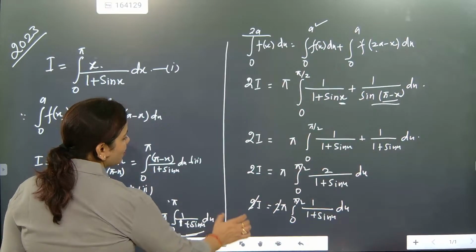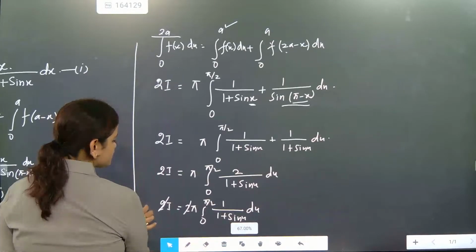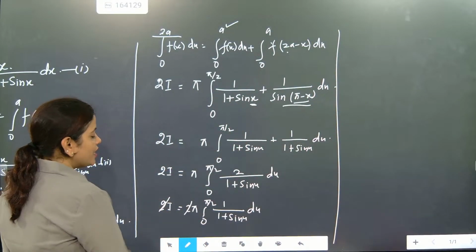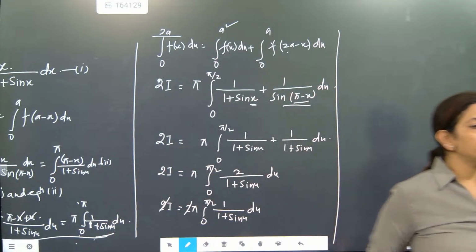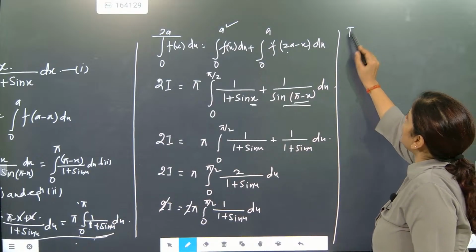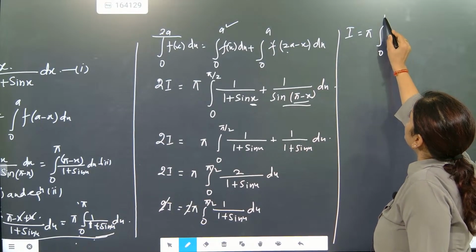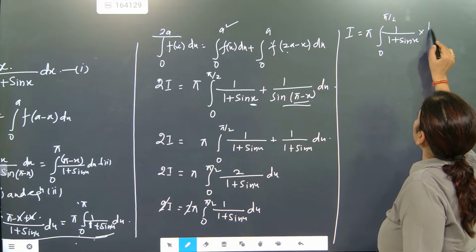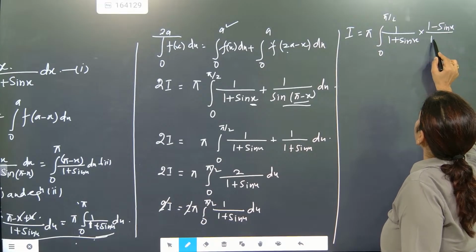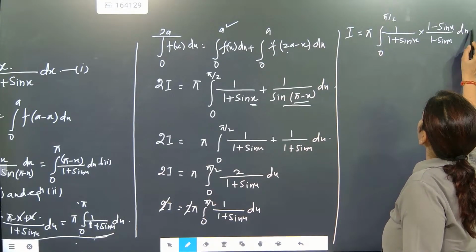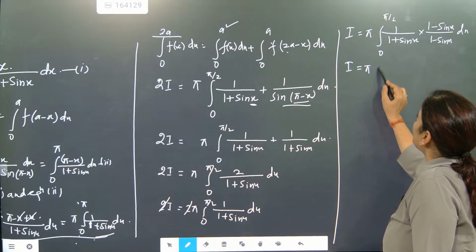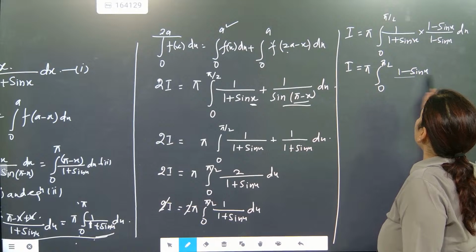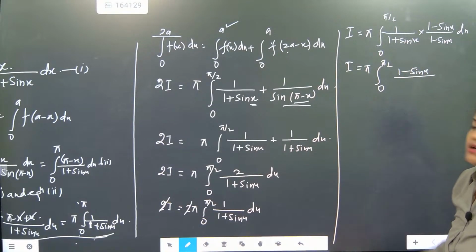Now what next we are going to do is rationalize it. So I is equal to pi, 0 to pi by 2, 1 by 1 plus sin x. Rationalize it with 1 minus sin x, and 1 minus sin x dx. It is coming as I is equal to pi, 0 to pi by 2, 1 minus sin x by 1 plus sin x times 1 minus sin x. What is that, beta?